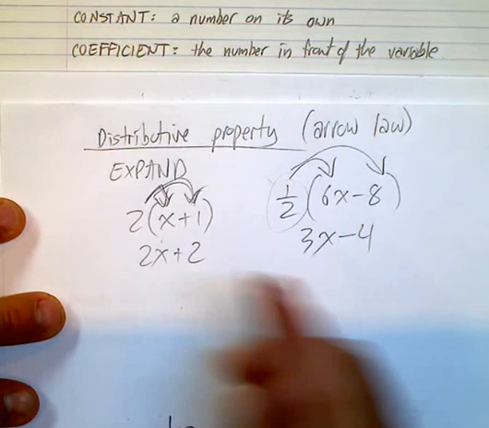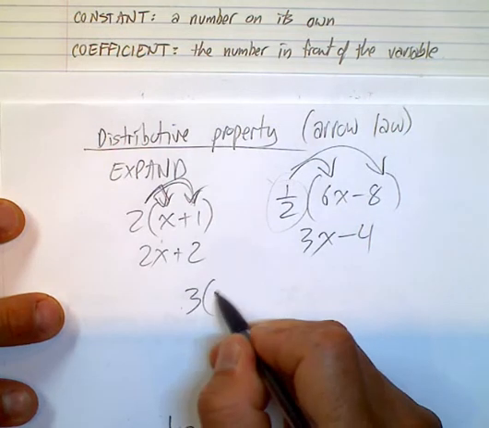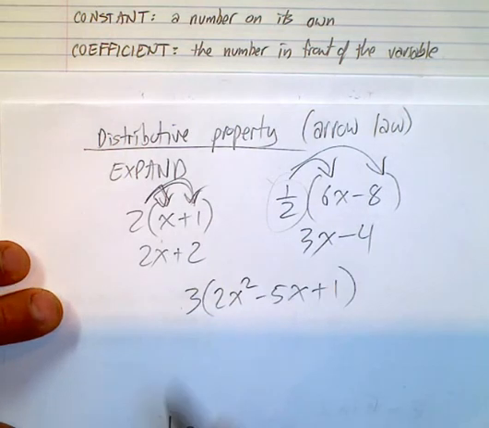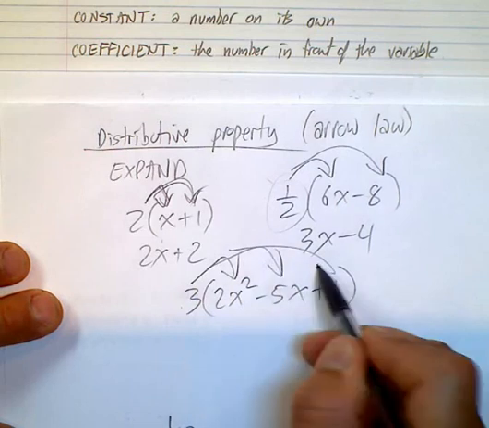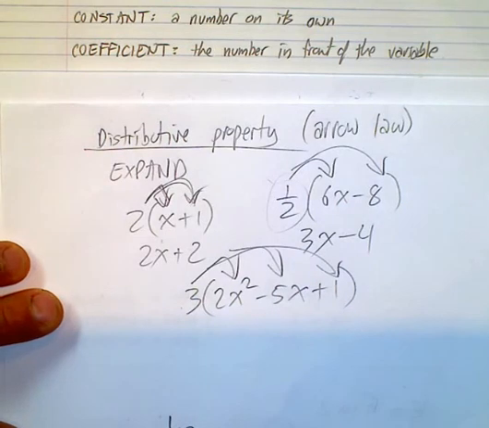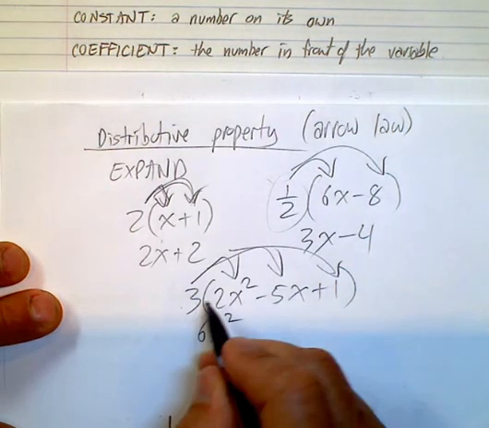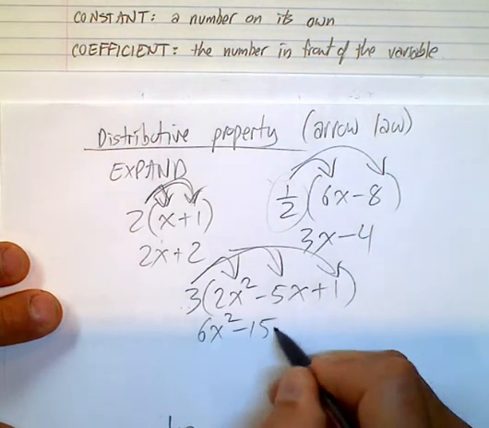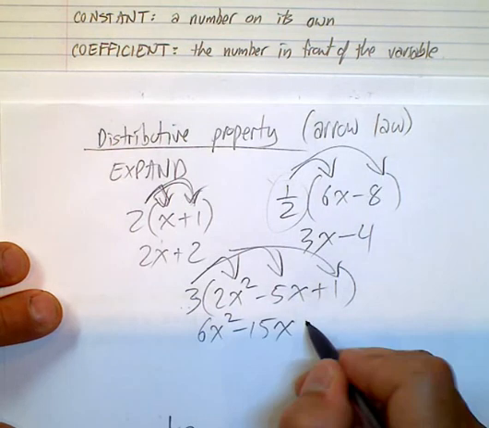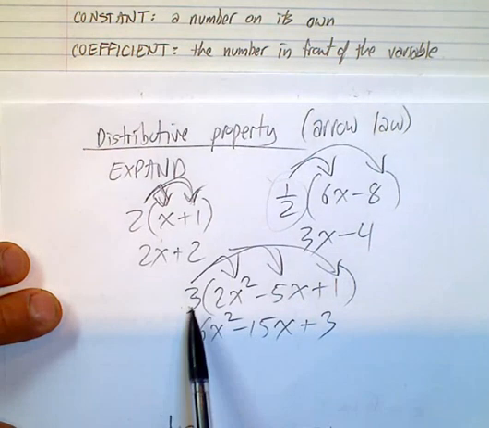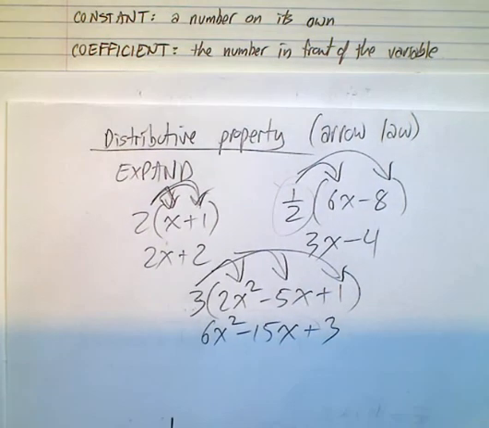One last example here. If I gave you 3 times 2x squared minus 5x plus 1, and I asked you to expand this, you're going to go bang, bang, bang. 3 times 2 is 6x squared. 3 times minus 5 is negative 15x, and 3 times 1 is 3. Now, if you're having difficulties multiplying these things out, then we need to talk. Come talk to me. I can teach you the basic number theory, but this is the most basic part of algebra.